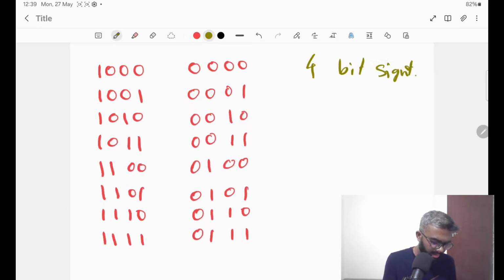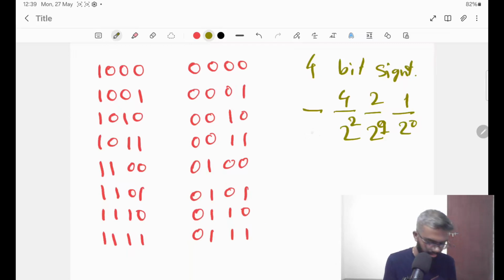Now in a 4-bit signed integer, there are 4 bits, and let's see what the positional value of each bit is. The first bit has a positional value of 2 to the power 0, or 1. The second one has 2 to the power 1, or 2. Then 2 squared, or 4, and the last one has a positional value of minus 2 cubed, or minus 8.